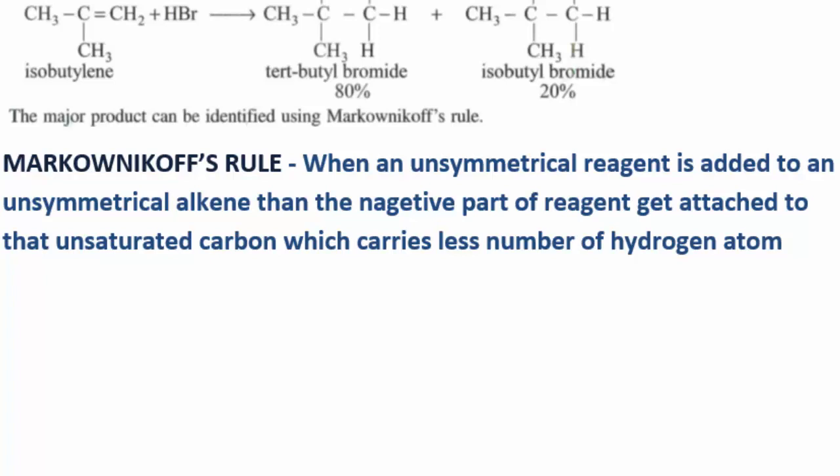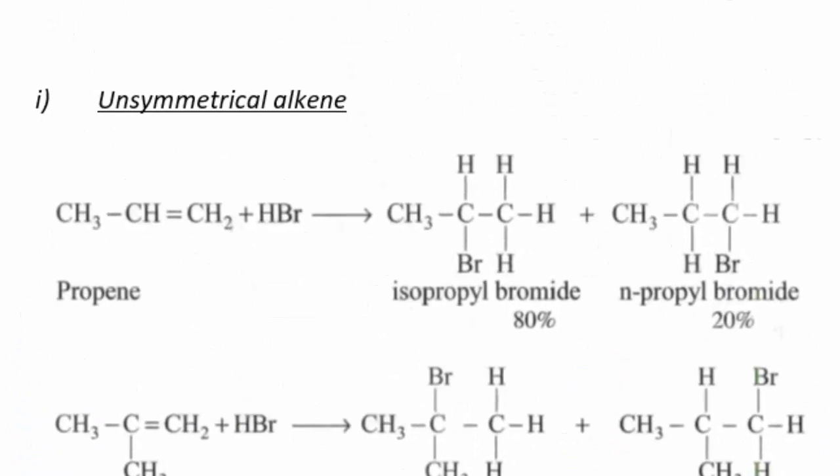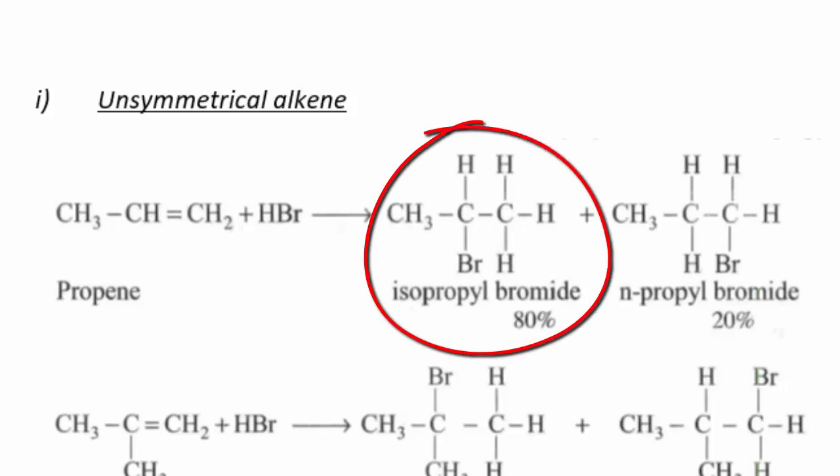Now we'll understand the Markovnikov rule by considering the first example, that is of propene. In that reaction, hydrogen bromide is an unsymmetrical reagent, and in that case bromine is the negative part of the reagent. So according to the Markovnikov rule, Br minus will be attached to the carbon which carries the lesser number of hydrogen atoms. So in case of propene, the middle carbon carries only one hydrogen, so Br minus will be attached to the middle carbon, and that will give you the product, that is isopropyl bromide, and the second product will be the n-propyl bromide.